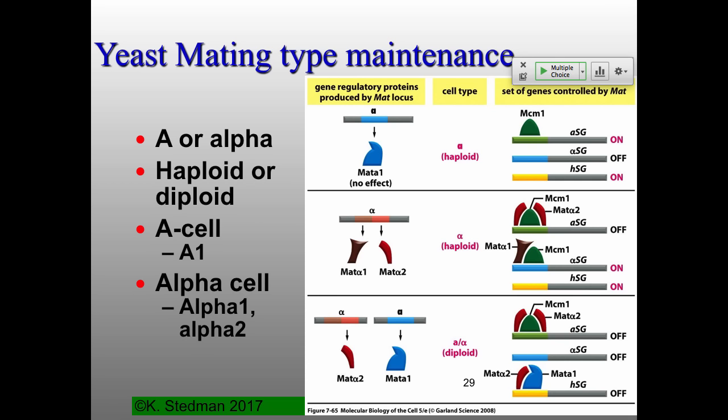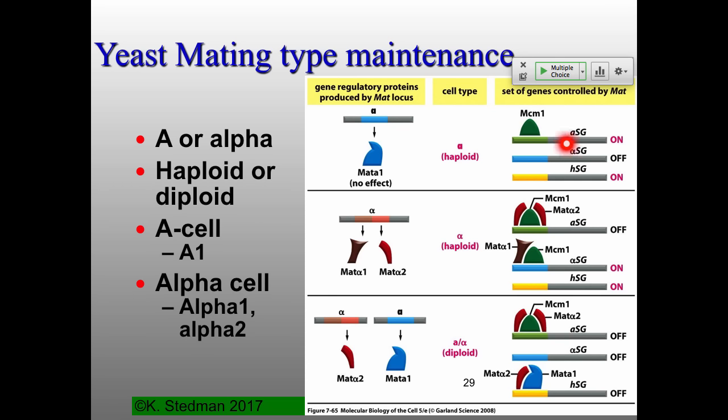Not surprisingly, and partly because we're talking about this in the transcriptional regulation section, the A locus is expressing a transcriptional regulator, and the alpha locus is expressing two transcriptional regulators. So if you have an A cell, it's expressing A1. Turns out that A1 just by itself doesn't do squat.